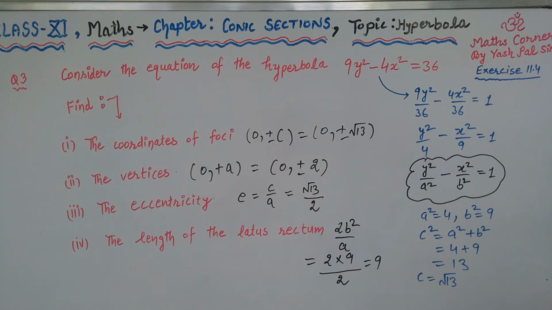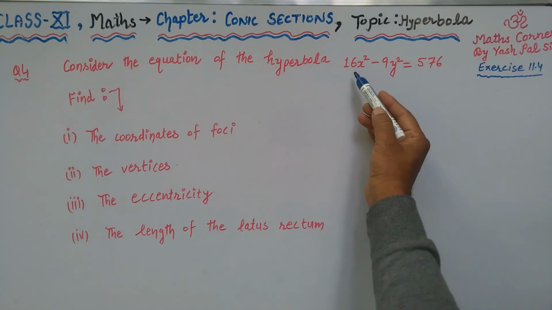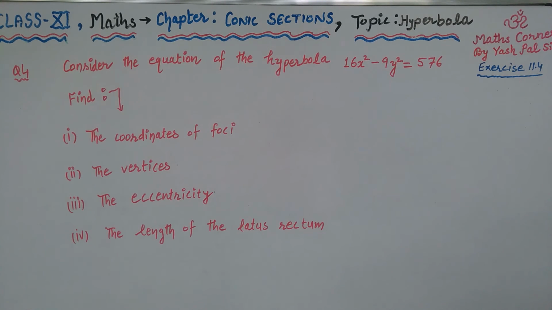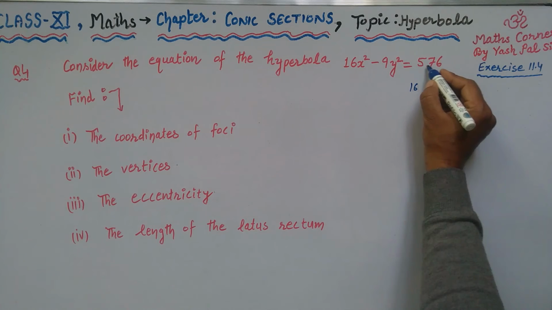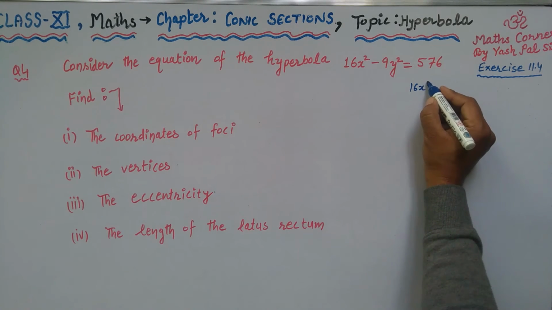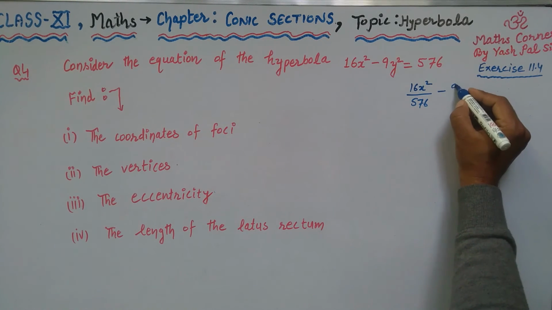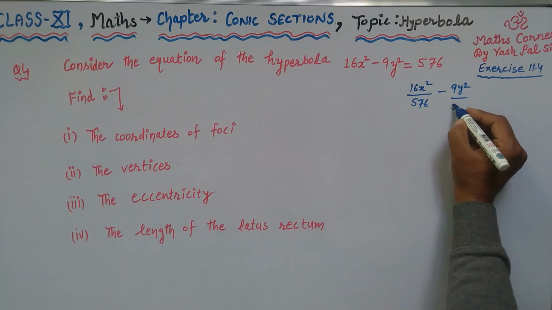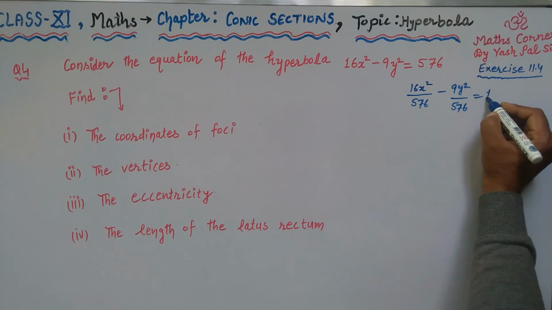Now what is the next question? Now we have question number 4. In this question we have, consider the equation of the hyperbola 16x square minus 9y square is equal to 576. So we know the very first step. What is that? The right hand side should be equal to 1. So how to make the right hand side equal to 1? Of course we have to divide by 576 each side. 16x square divide 576 minus 9y square divided by 576. Right side 576 divide 576 becomes 1.